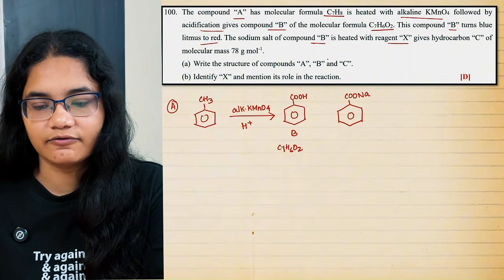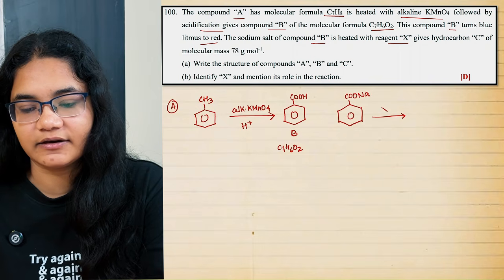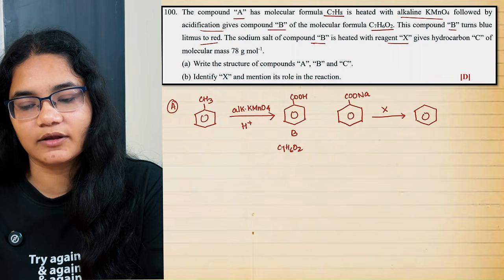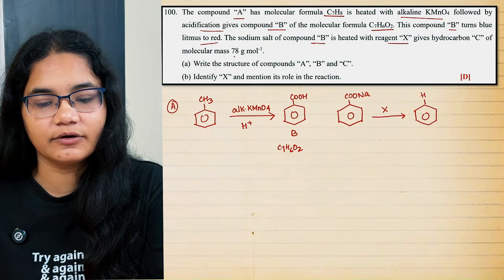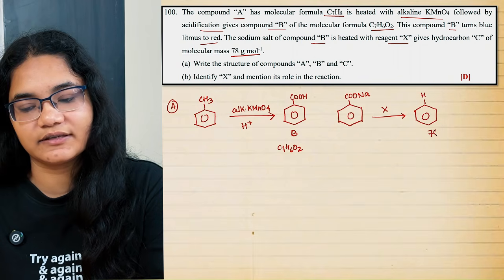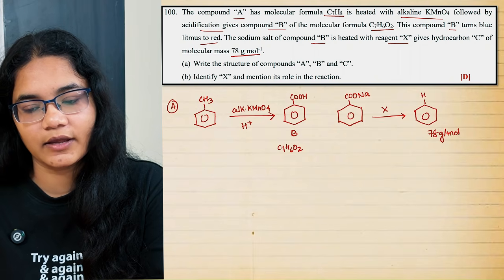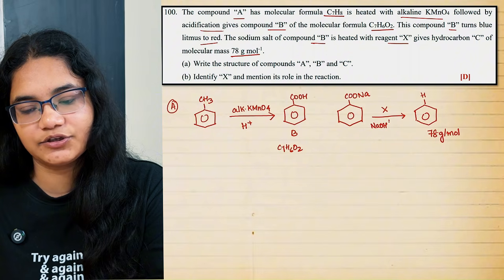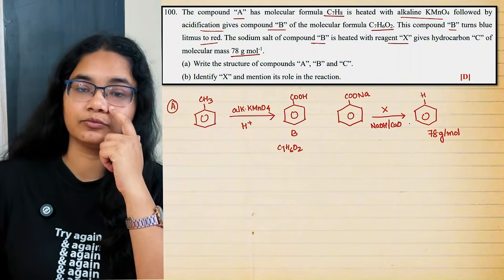The sodium salt of compound B is heated with reagent X to give a hydrocarbon C whose molecular mass is 78 gram per mole. So this is nothing but your benzene. And then what is the decarboxylation reaction? So NaOH, CaO, soda lime has to be X here.